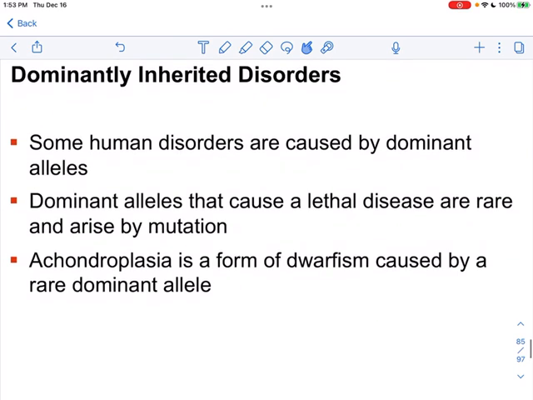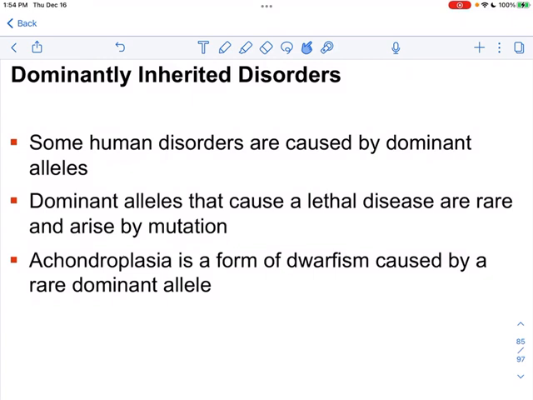There is one particular dominant human disorder that we should talk about. Dominant alleles that can cause lethal diseases are very rare. They almost always arise by mutation, and there's really only one example of a lethal dominant in the human population that we have identified as of yet, because it actually is carried on to further generations because of how it progresses.